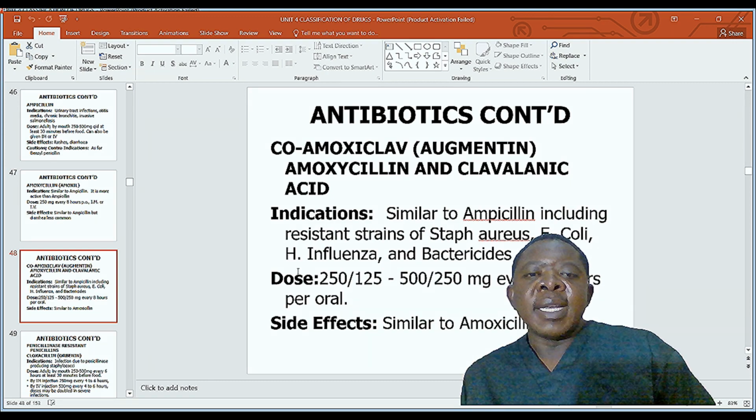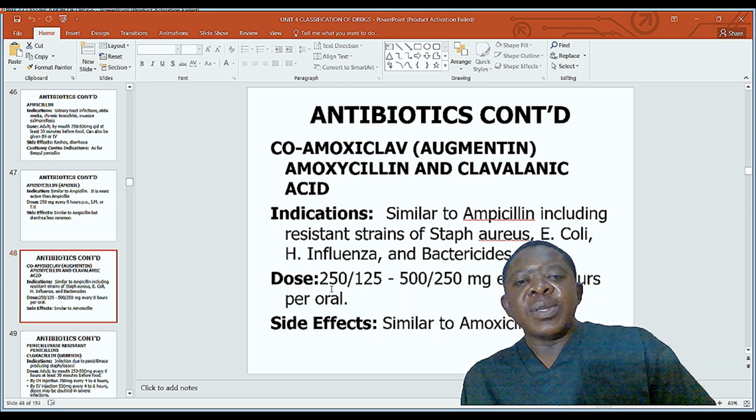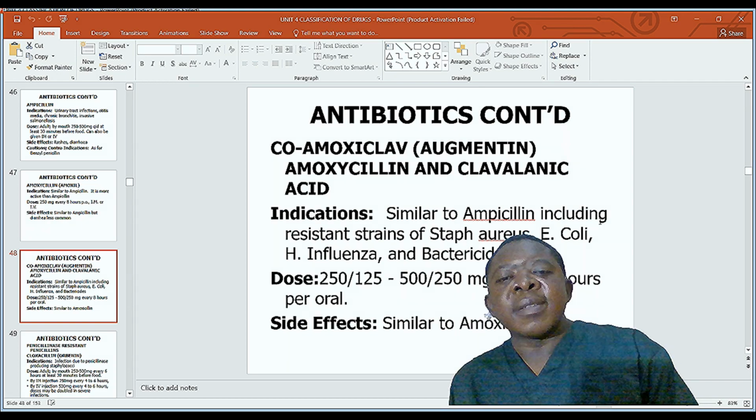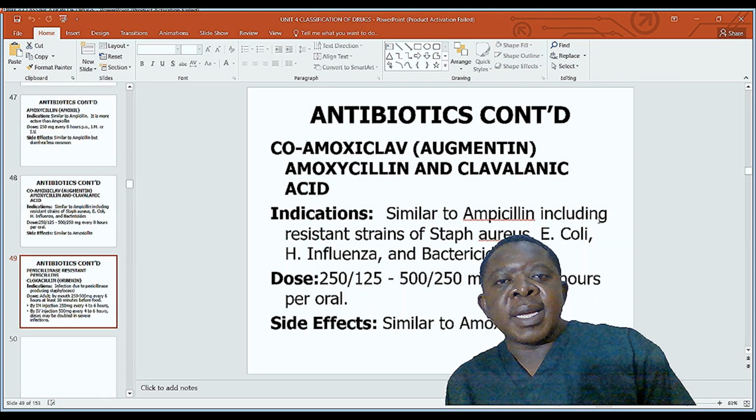coli, Haemophilus influenzae. Okay, so the dose is 250 or 1.5 milligrams, 500 or 250 every 8 hourly per oral, and the side effects are more or less the same as other penicillins.